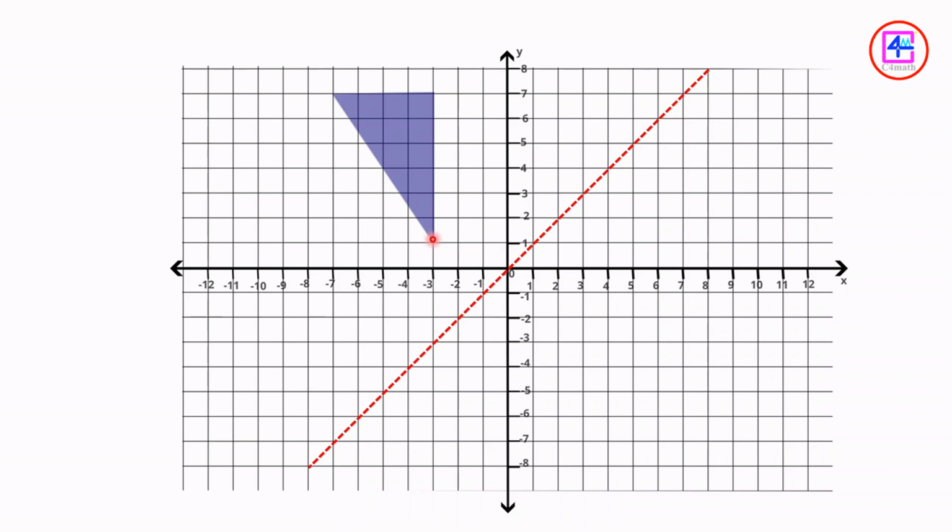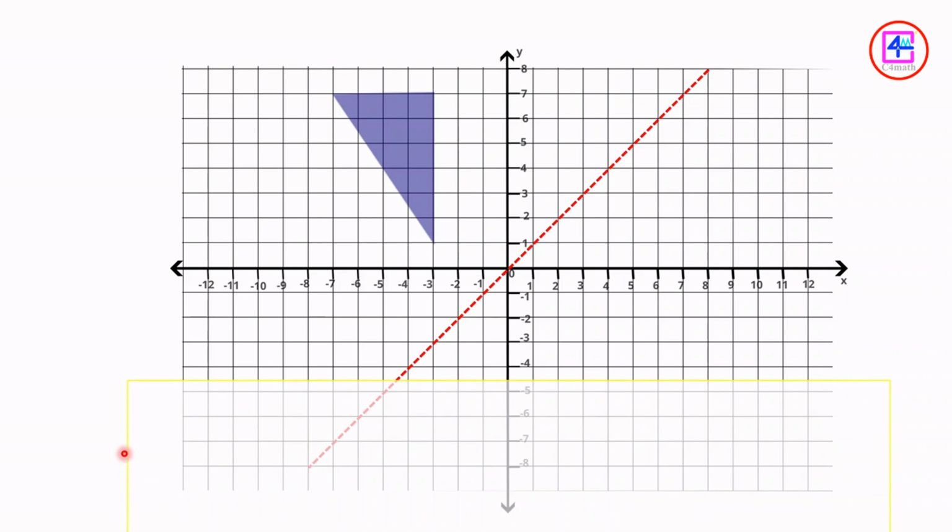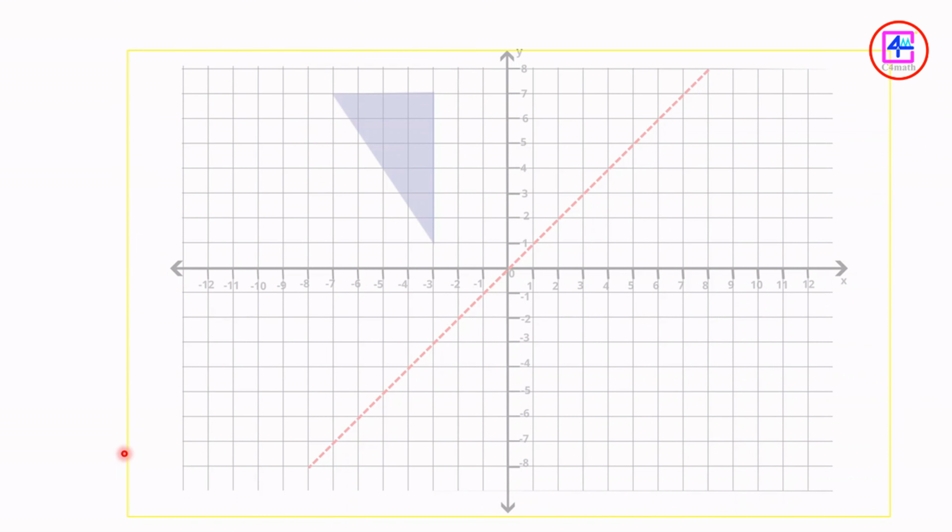Then we need to reflect this triangle in the line y = x. For that, first we can take a tracing paper, and on this tracing paper, first we can draw this triangle. And next, the same line we can draw on the tracing paper.